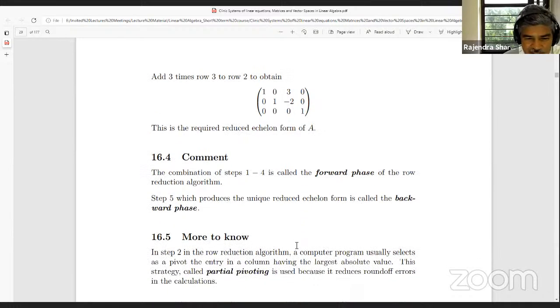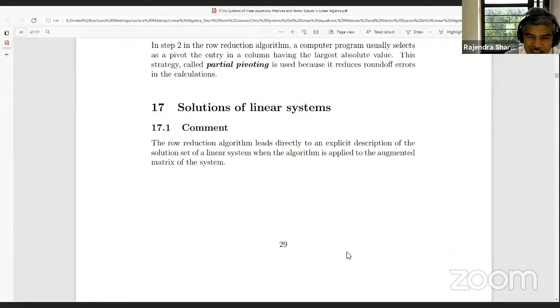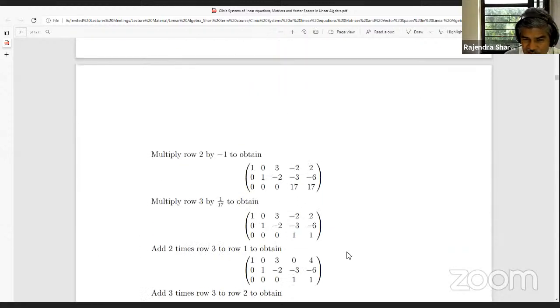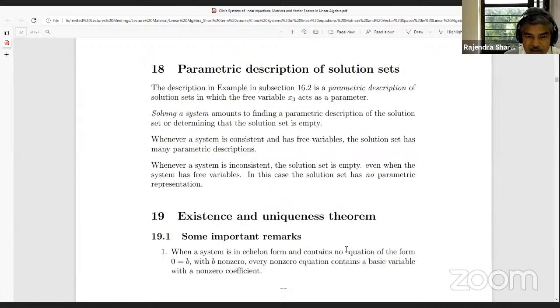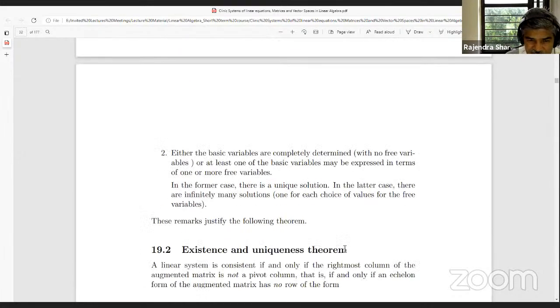Okay, so I will just say a few words here. In step 2 of the row reduction algorithm, the computer program usually selects as a pivot the entry in a column having the largest absolute value. This strategy is called partial pivoting and is used because it reduces round-off errors. Then, of course, there is the solution of systems, so we shall not go into that. Then existence and uniqueness theorems about the solutions.